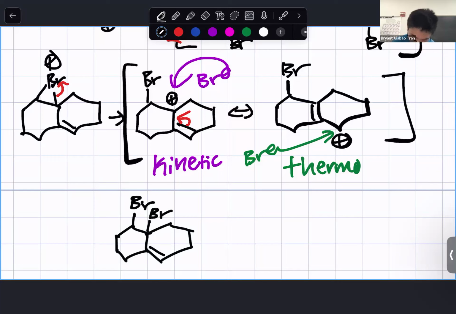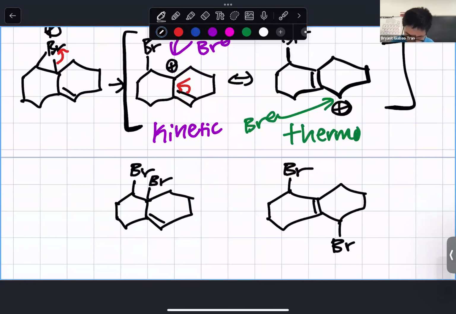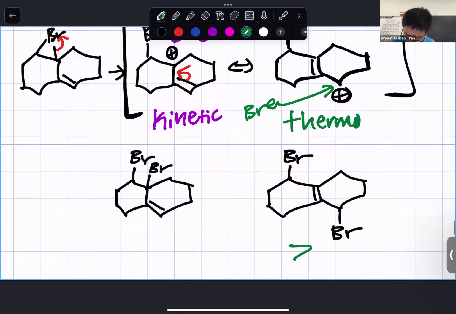That's the kinetic product. You draw that product out if you are below 70 degrees Celsius. If you are at least 70 degrees Celsius, then you draw out this product here. This is going to be less than 70 degrees Celsius.